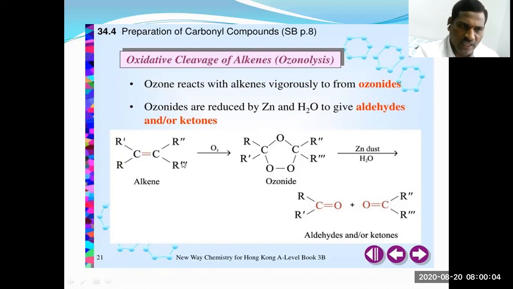The example of alkene: this is an alkyl substituted alkene. Reaction with ozone, the formation by addition reaction, the intermediate is ozonide. This undergoes reduction by zinc and water. You can get the carbonyl compounds.